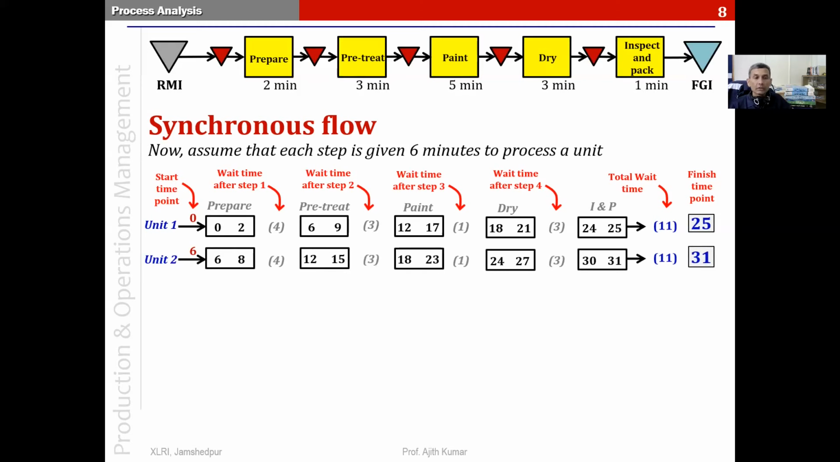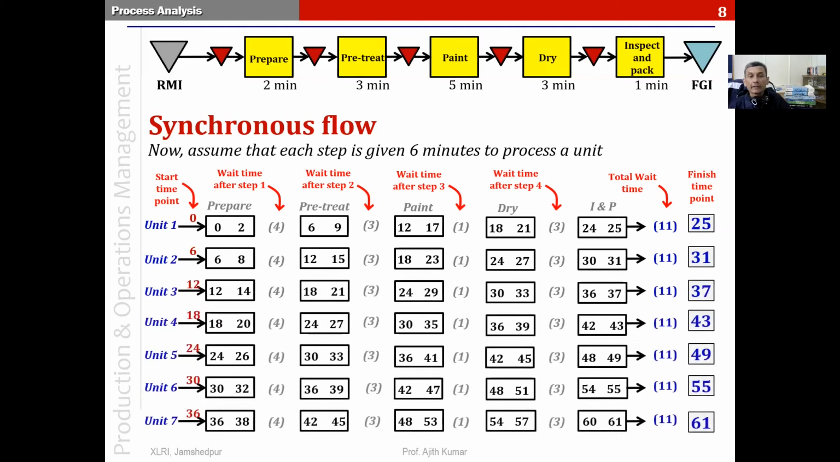So now you will understand that every 6 minutes, each step in the process picks up the next unit. And that is the reason why this flow is called a synchronized flow. In the synchronized flow, you will see that at the pre-treat step, at the paint step, at the dry step, and at the inspect and pack step, there is some waiting time involved, but the waiting times are constant across the units. All the units experience the same waiting time at a given step.